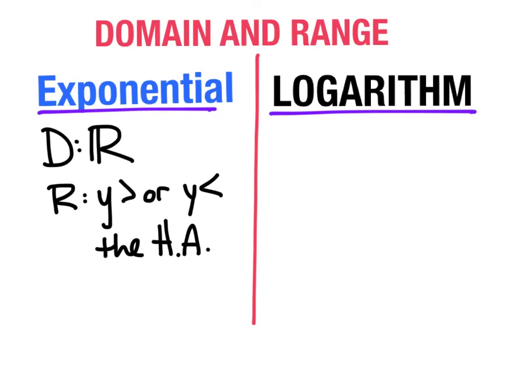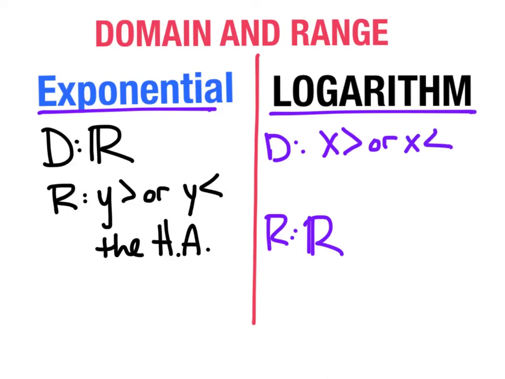So if the x's and y's are switching, we've got a domain and a range here. Let's talk about the range of a logarithm first. Since the x's and y's switch, the domain of an exponential was all real numbers, so that's going to end up being the range of the log. So it can go through all the y's. What do you think the domain is going to be? Yeah, so the domain is kind of like the exponential, except we're dealing with x's that are greater than or x's that are less than the vertical asymptote.